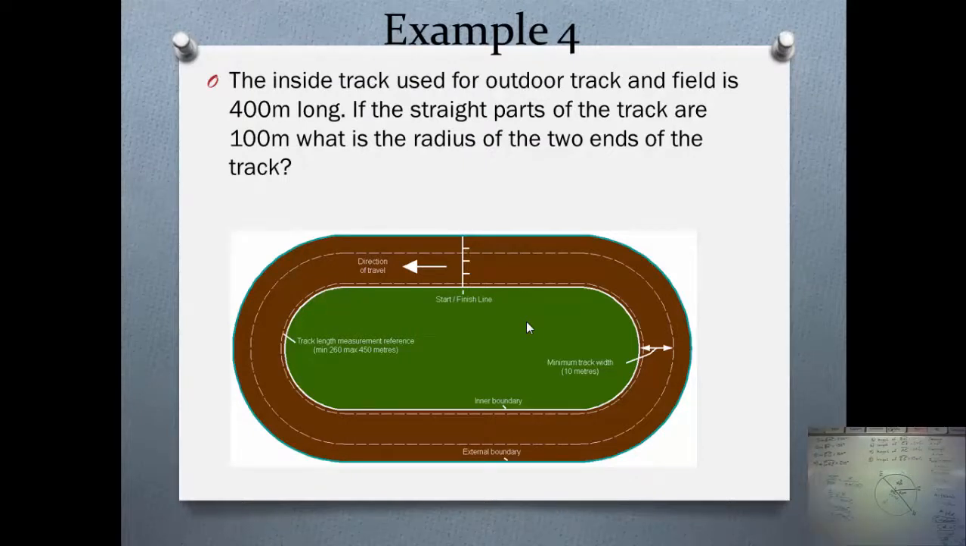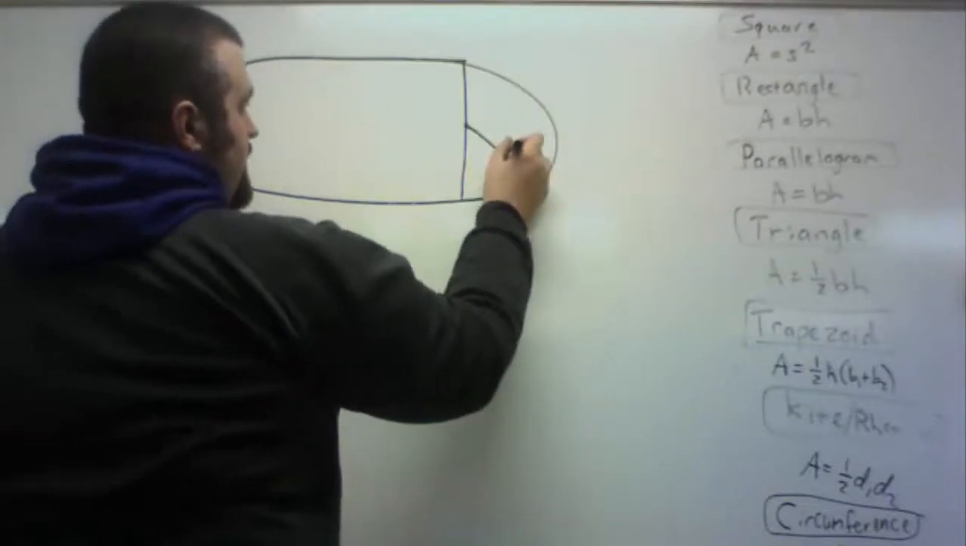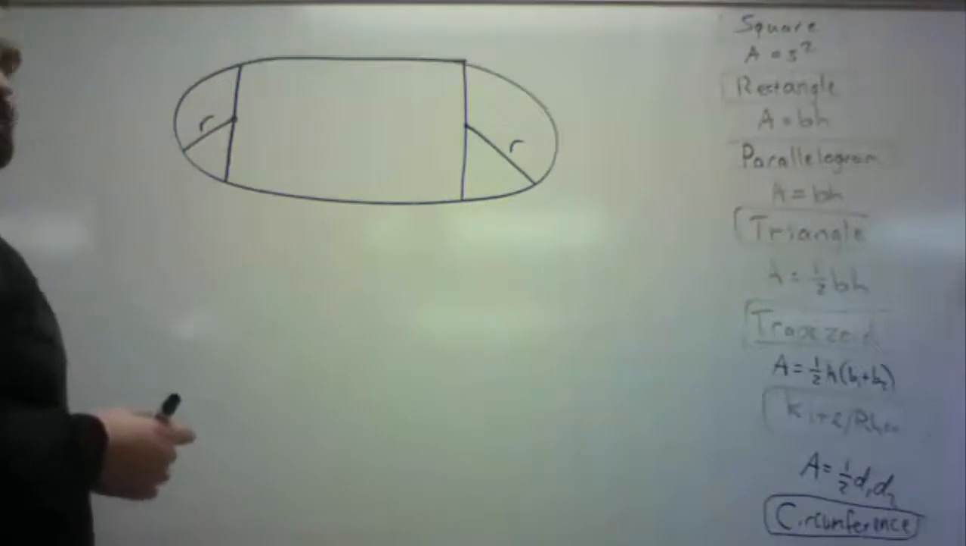Now let's look at a word problem. All right, we're looking at an outdoor track. We know it's 400 feet long. So if I drew a track, something like this, and I knew that there was a straight part and a straight part over here, and that both of these parts over here were semicircles. So there was a radius here from the center, r. There's a radius here from the center, r.